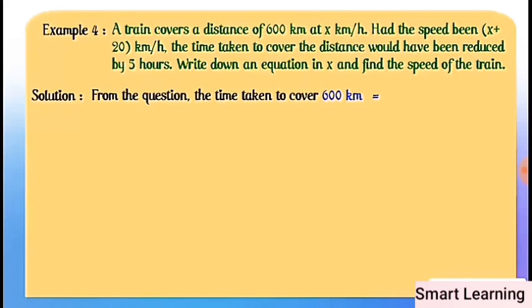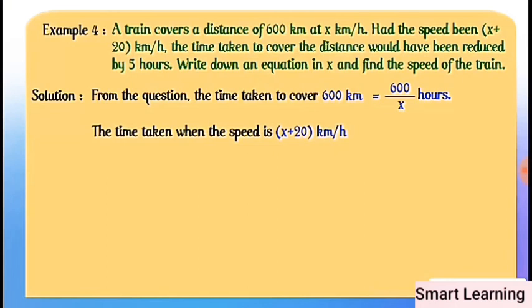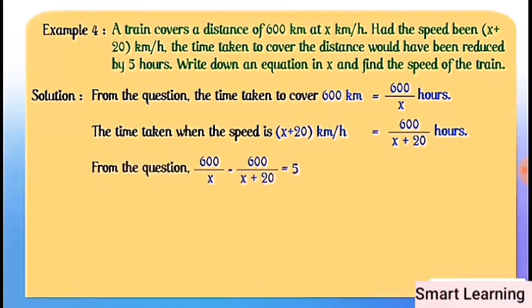Let's solve this. From the question, time taken to cover 600 kilometers is equal to 600 by x hours. The time taken when the speed is x plus 20 km per hour is equal to 600 by x plus 20 hours. From the question, 600 by x minus 600 by x plus 20 is equal to 5. This is the required equation.